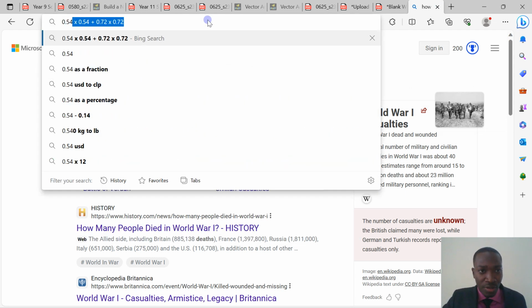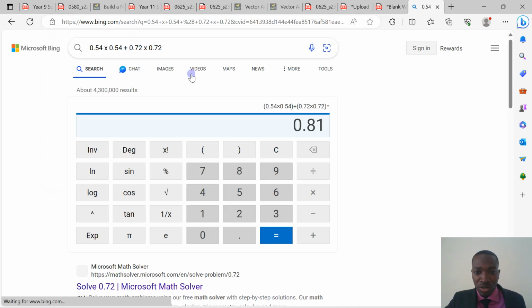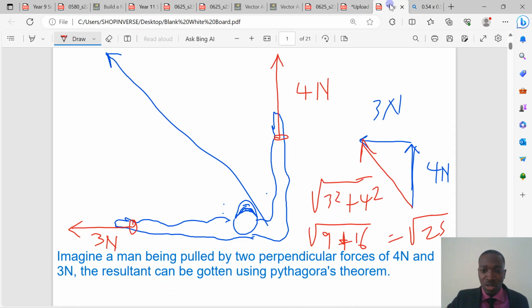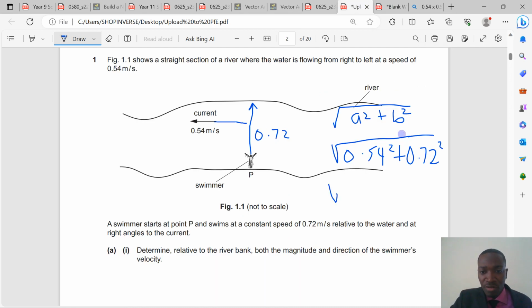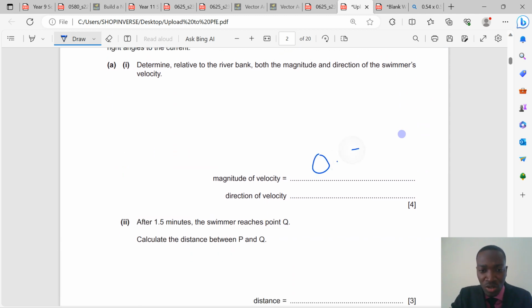0.54 squared. So 0.54 times 0.54 plus 0.72 times 0.72 will give us 0.81. So the resultant will be the square root of 0.81. If you put this in your calculator, you get 0.9. Square root of 0.81 is 0.9. So that's the resultant. That's the answer you put here: magnitude of the resultant, 0.9.